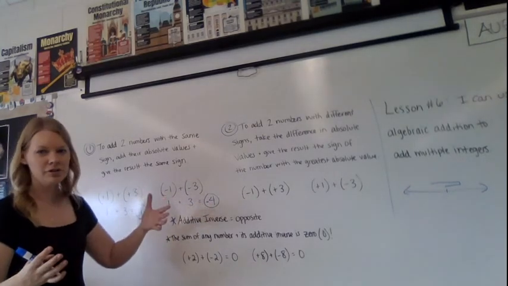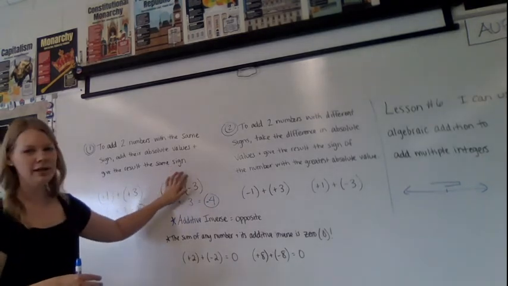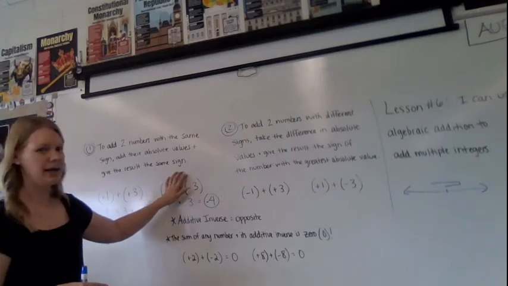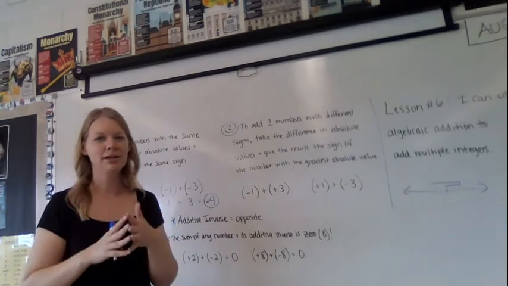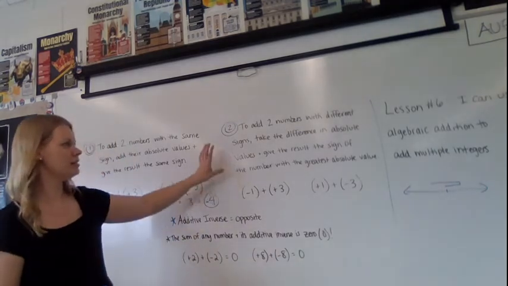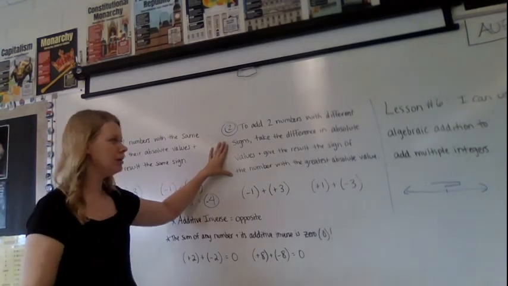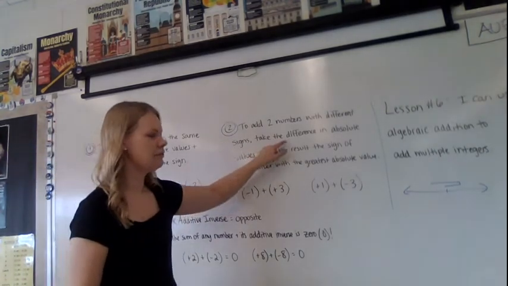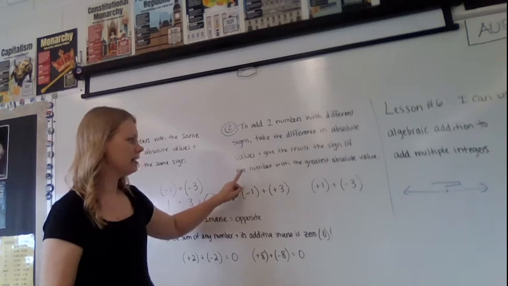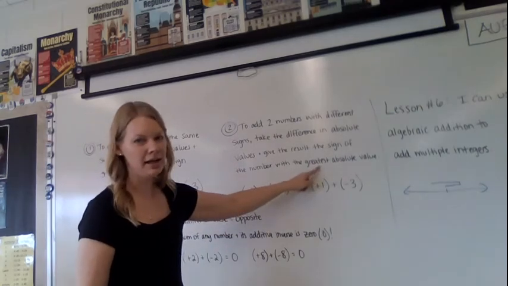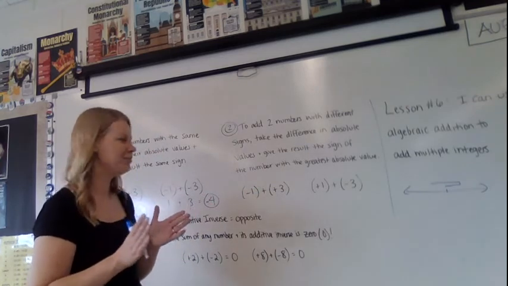Our only other option, besides adding either two positive numbers or two negative numbers together, would be to add both a positive and a negative number together. In instances in which the signs do not match, two numbers with different signs, we're going to take the difference in absolute values and then give the result the sign of the number with the greatest absolute value. Okay, that's a lot of words. Let me show you what that looks like practically.